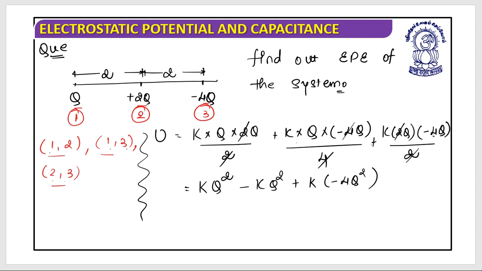I hope these things are clear. So this is plus kq square, this is minus kq square, so this should be equal to minus 4 into k into q square in terms of joule. Yes, because this is the potential energy. Potential energy can be negative. I hope you know this, and this is the proof of the same.